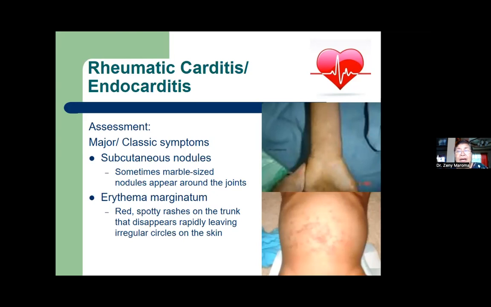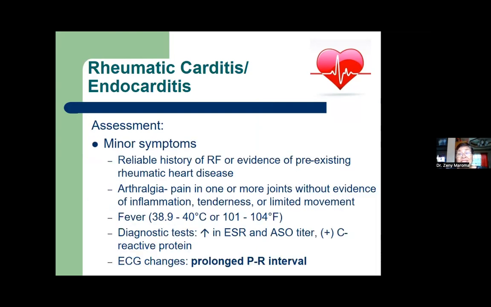Okay? So which are the affected organs? The heart, the joints, the nervous system, the skin. What are the minor manifestations? The minor manifestations, one, is a reliable history of rheumatic fever or evidence of pre-existing rheumatic disease. Second, when the patient complains of joint pain, arthralgia, in one or more joints without evidence of inflammation, tenderness, or limited movement. Third, there's fever.